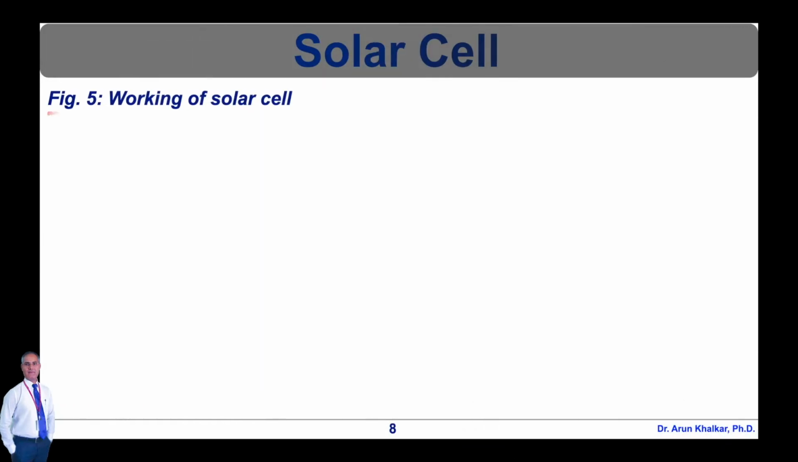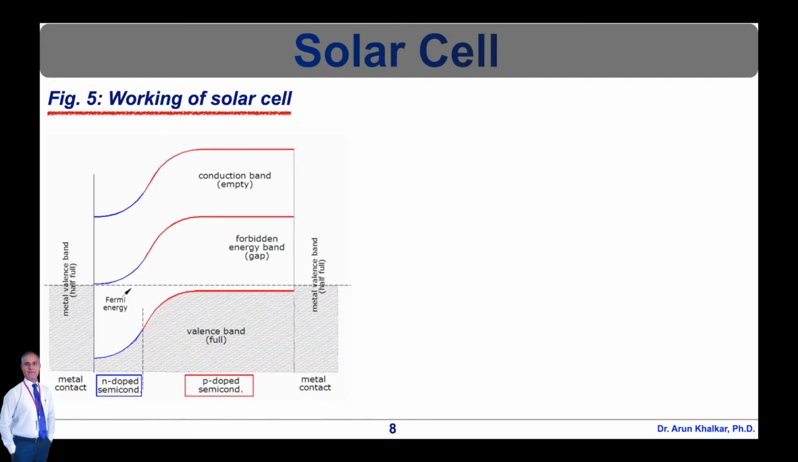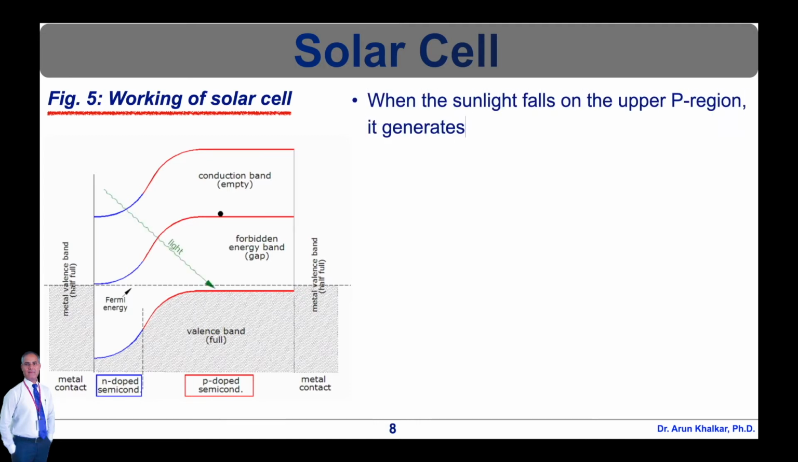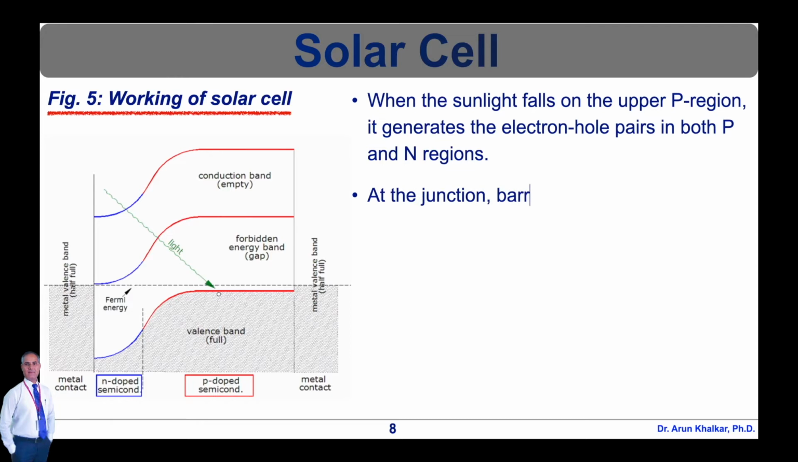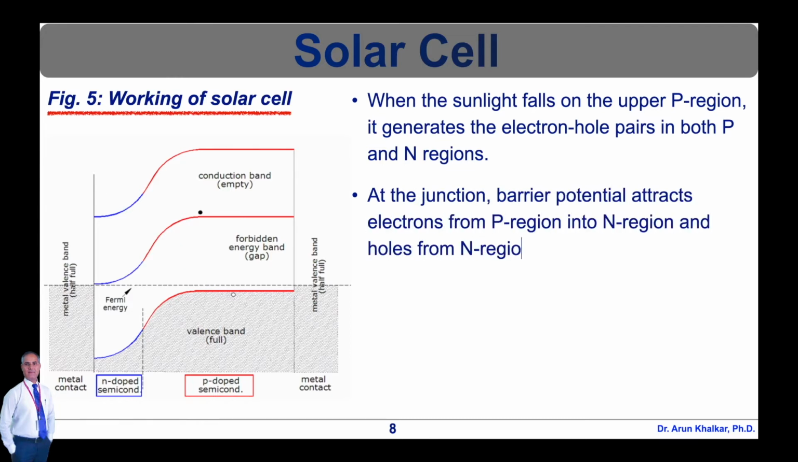In the working of a solar cell, when the sunlight falls on the upper p region, it generates the electron-hole pairs in both p and n regions. Thickness of the p layer is very small. Hence the probability of recombination of electrons and holes is less and they immediately reach the p-n junction. At the junction, barrier potential attracts electrons from the p region into the n region and holes from the n region into the p region. This leads to an increase in the number of holes in the p region and electrons in the n region.